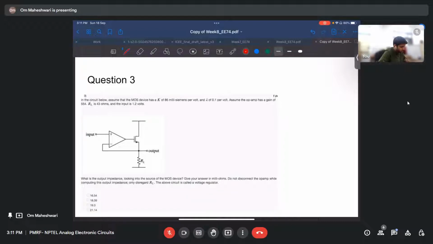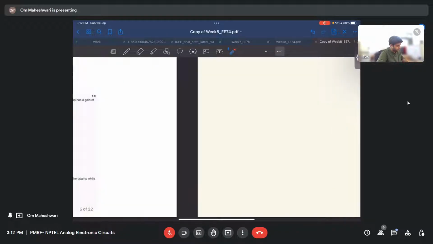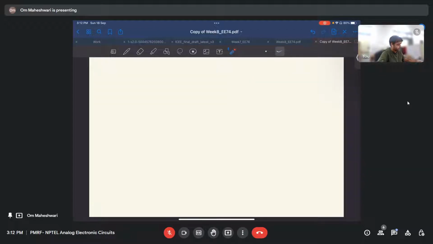Okay. So in this question, what do we have to find? What is the output impedance? We have to look from here and find the impedance Z out. Okay, so let us find that out. And what is given? Okay, let's see. Let me draw this.